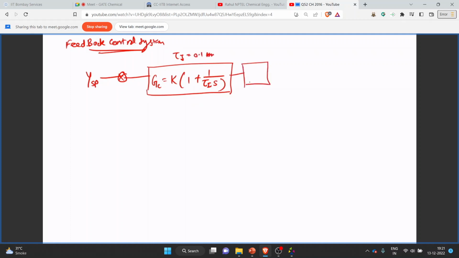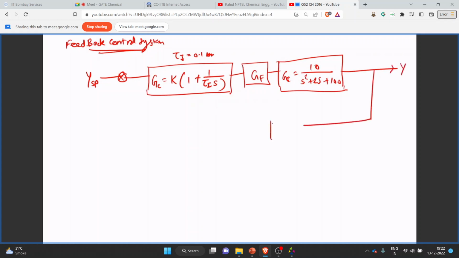Then we will be having a final control element GF, and the process transfer function GP is equal to 10 upon S square plus 2S plus 100, and then we'll be taking the output Y. Again, we'll be measuring it using the measuring element GM and passing it to the system over here.